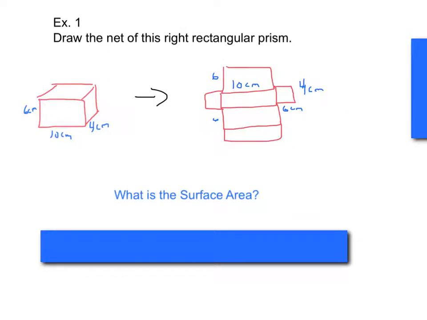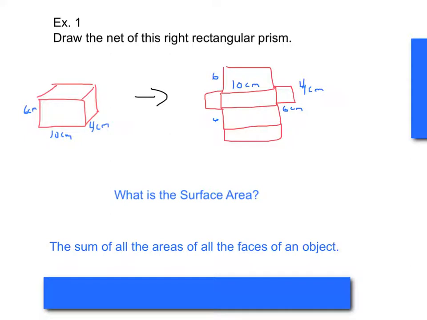Now again, what is surface area? Just to review from the first slide, it is the sum of all the areas of the faces of an object. So right now we're going to try to figure out the areas of each of these faces to figure out what our surface area is. I've got to figure out the area of 1, 2, 3, 4, 5, 6 faces to get surface area.